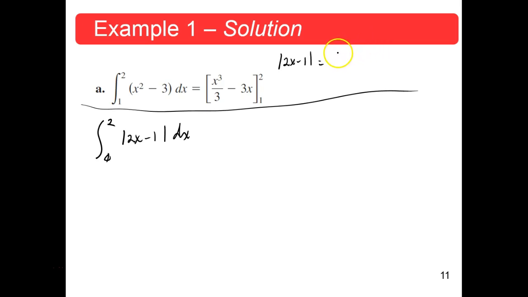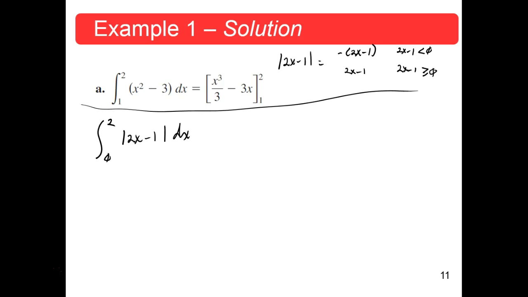It is minus (2x minus 1) anytime 2x minus 1 is less than 0, and it's positive 2x minus 1 anytime 2x minus 1 is greater than or equal to 0. You can put the equal there, either place, it doesn't matter. That's how we define absolute value. Whatever's on the inside, anytime that's negative, you do the opposite of it. Anytime it's positive, you just take its value, right? That's what absolute value means, right?